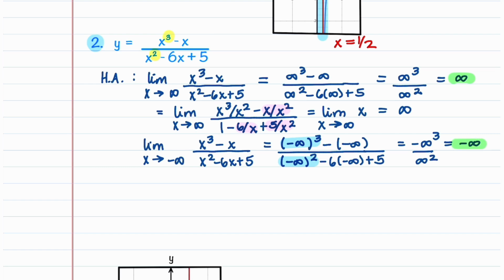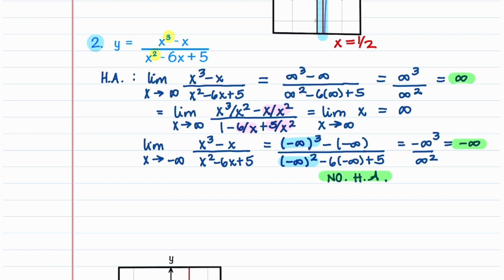So that's our answer. Again, you can get that answer by dividing both the top and the bottom by x squared. Now let's think about what our answer tells us. We found that the limit as x approaches infinity and minus infinity is infinity and minus infinity. That tells us that we actually have no horizontal asymptote.